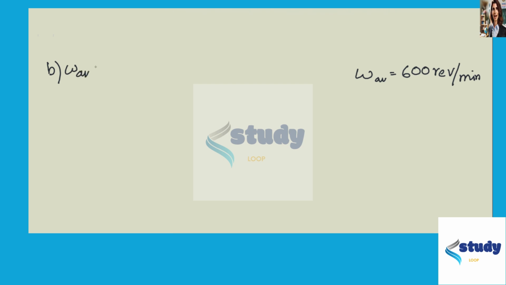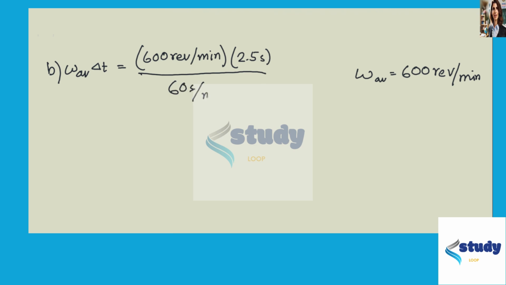So w average times delta t will be 600 revs per minute times 2.5 seconds divided by 60 seconds per minute. So we converted that to seconds, and that gives us 25.0 rev, which is 157 radians.